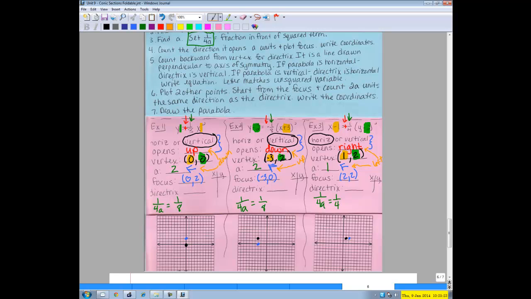So from your vertex, we are going to go down 2. From this one, we will go up 2. And for this one, we will go left 1. And at those orange pieces, we will draw a line opposite of this one. So we're not going to draw a vertical line, we're going to draw a horizontal line. For this one, we're also going to draw a horizontal line. For this one, we are not going to draw a horizontal line, we will draw a vertical line.